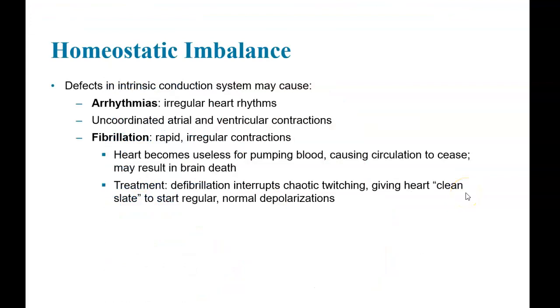Defects in intrinsic conduction could cause things like arrhythmias, which are irregular heart rhythms, which are due to uncoordinated atrial and ventricular contractions. It can also cause fibrillation, which is rapid, irregular contractions. And this is when the heart becomes useless for pumping blood and it causes poor circulation, or it'll stop circulation. This could be treated with defibrillation, which interrupts the chaotic twitching and it gives the heart a clean slate to start regular normal depolarizations.